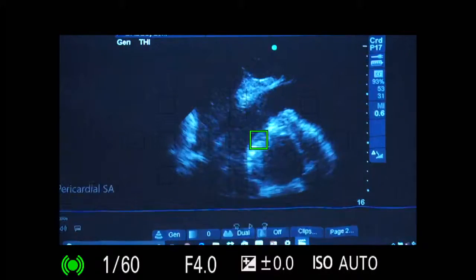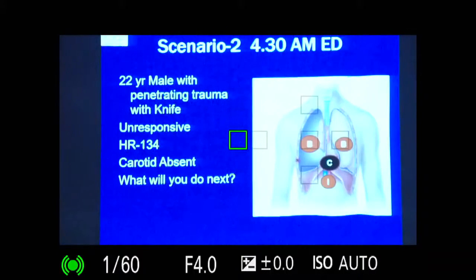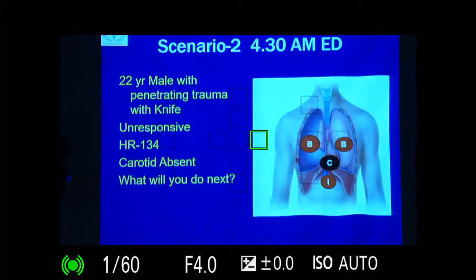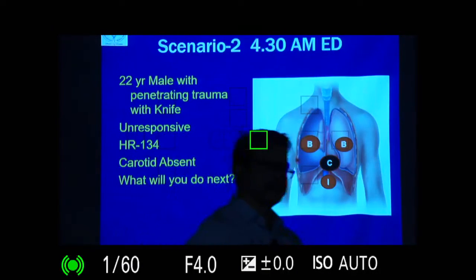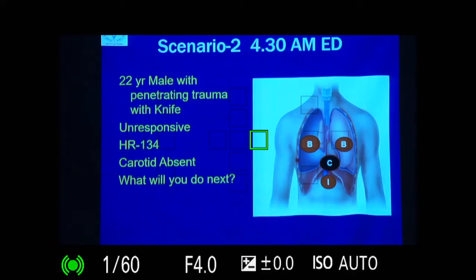What will you do next? Yes, sir. What will you do next? Come on. Absolutely correct. You will do a pericardiocentesis. You did that. The cardiac pulse came up and again it went down. So let's see what happens. The next step is lung. The cardiac pulse came, then went back.